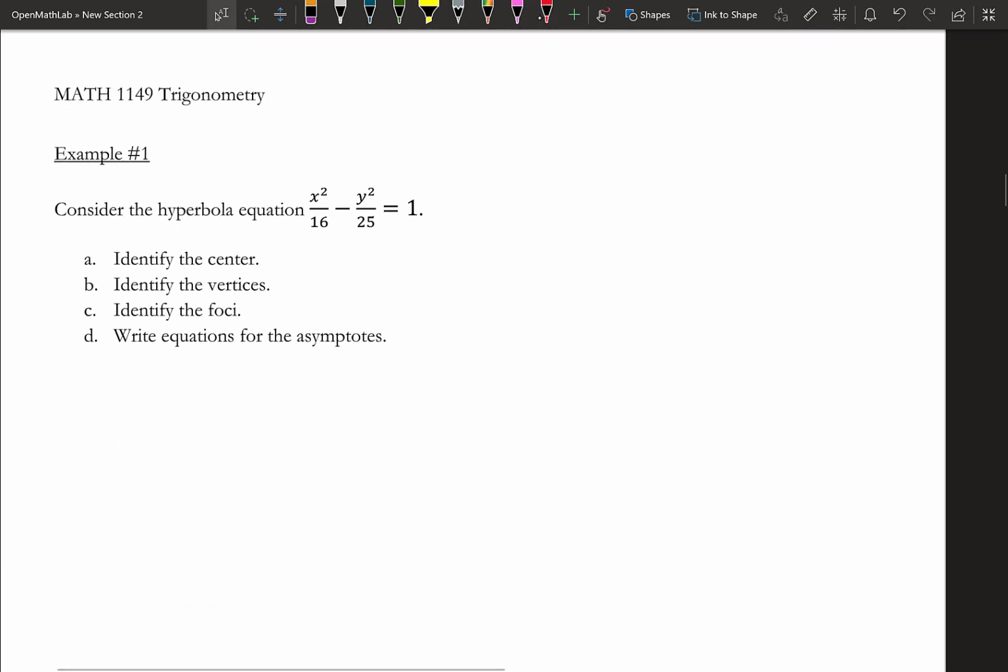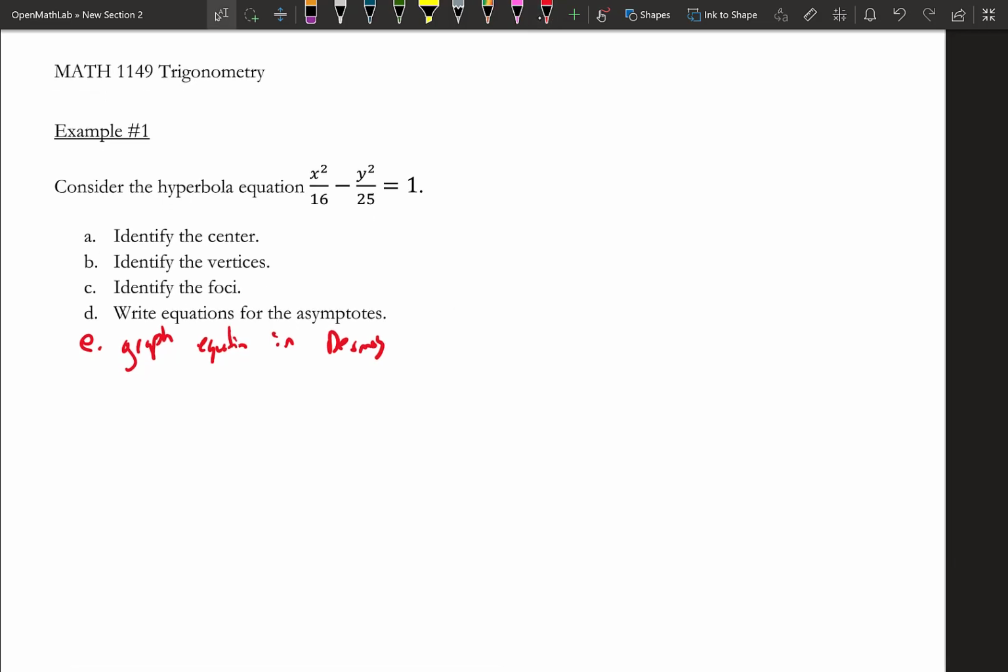Right. So example 1, we have a hyperbola equation x squared over 16 minus y squared over 25. Right. So we want to identify the center, the vertices, the foci, and also write the equation of the asymptotes. Right. And then I'm going to do maybe another part. I'm actually going to graph the equation in Desmos.